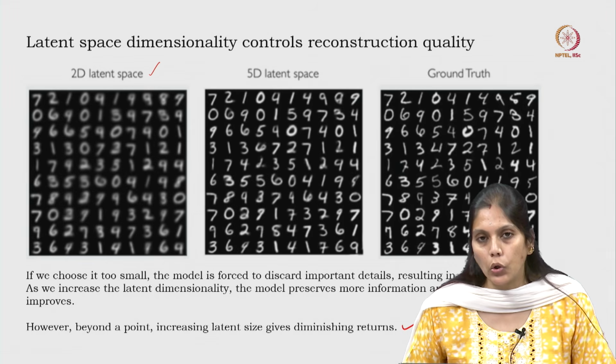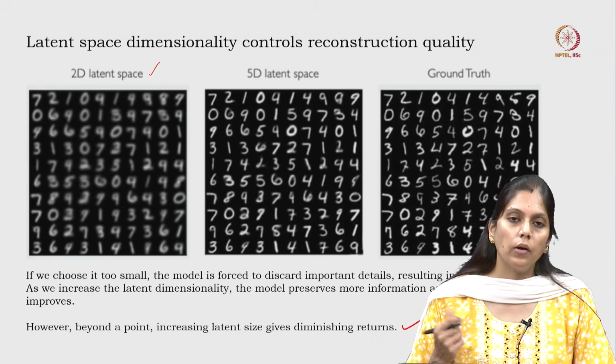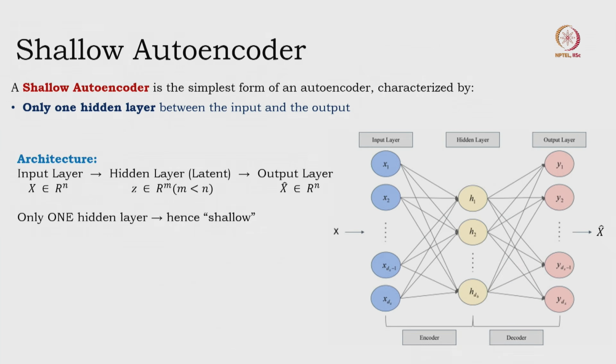So from this you should know, you cannot go for a very small value, nor can you go for a larger one. You can fine tune the parameter here. So this is all about the CNN based autoencoder. Let us see two other simple autoencoders. One is a shallow autoencoder.